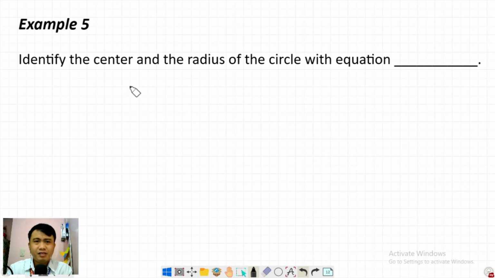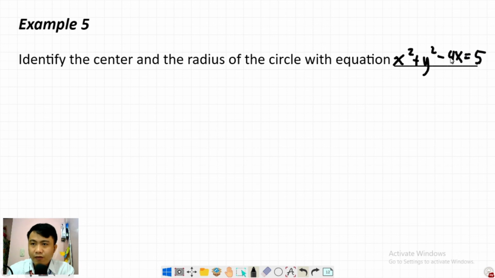Yan. So, example number 5. Ang gagawin natin, kukunin natin yung equation ng circle in standard form and then i-rewrite natin sa general form, yung kanina. Okay? So, identify the center and the radius of the circle with the equation x squared plus y squared minus 4x is equal to 5.